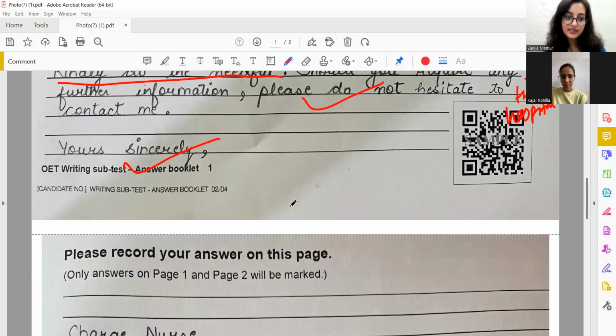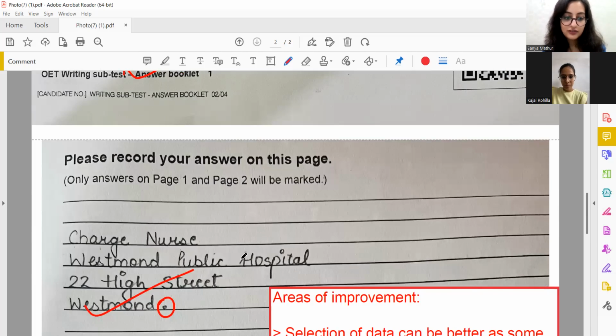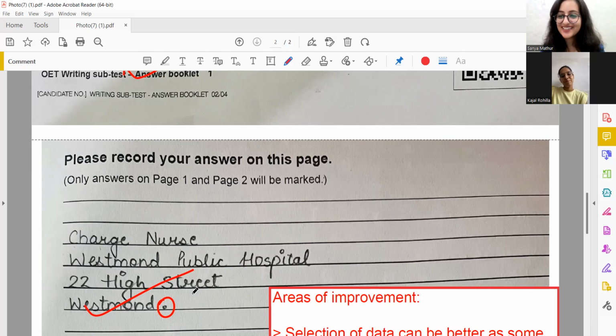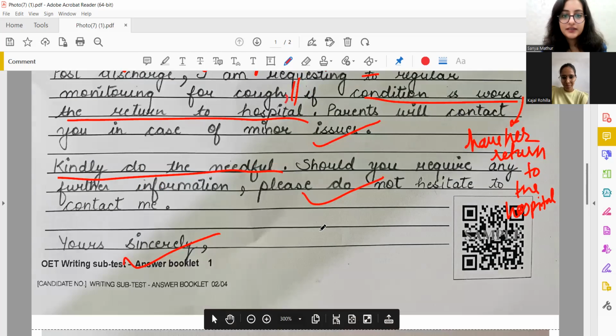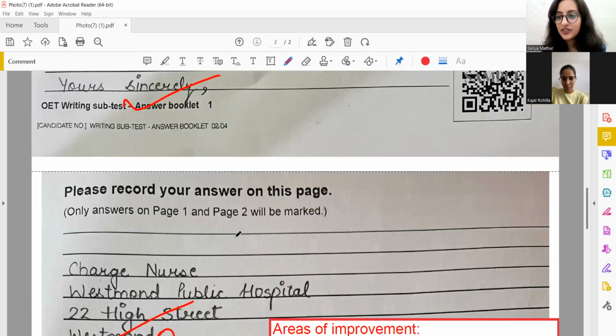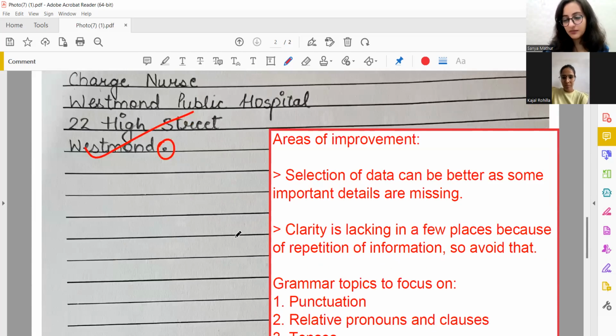And then you've written yours sincerely, which is right. Towards the end, you've put a full stop after Westmont, so that is not really required. Yeah, I think you might have accidentally made that mistake. So yeah, that is not needed. So yeah, requests, I feel like here it could have more clarity. And as I said, we need to give all the updates to the GP.